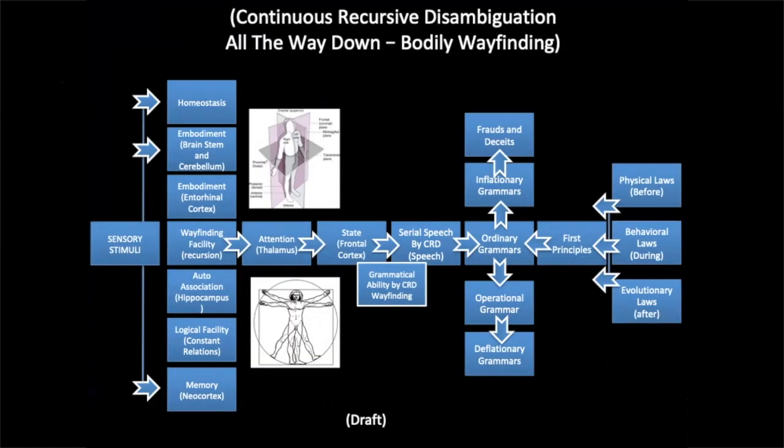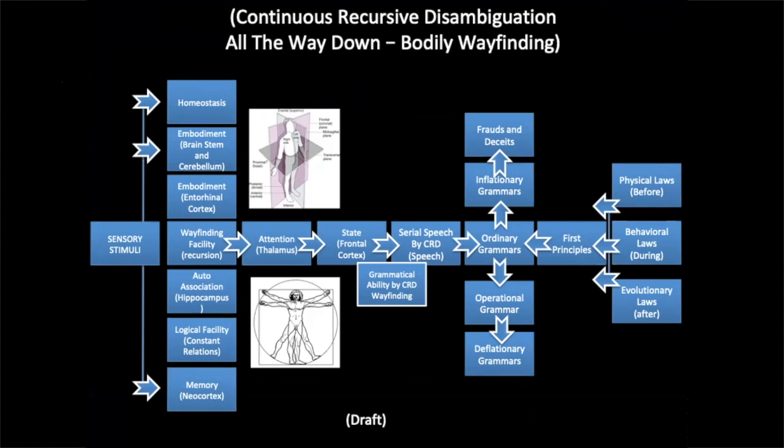Starting on the left, sensory stimuli has these different properties. It goes to the wayfinding facility, which directs our attention, goes into the frontal cortex, where we keep attention on it. Then we just keep our attention and wayfind our way through speech, just like we'd wayfind our way through a maze, or wayfind our way back to our nest if we were a reptile. I like this slide.